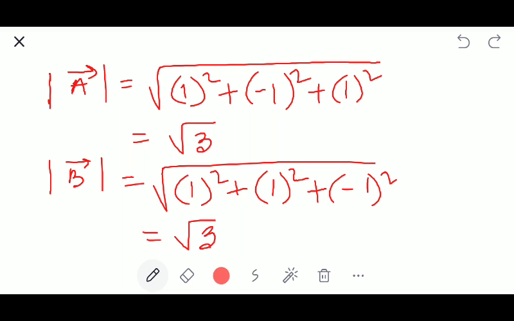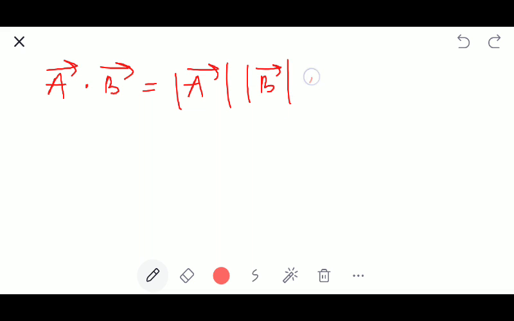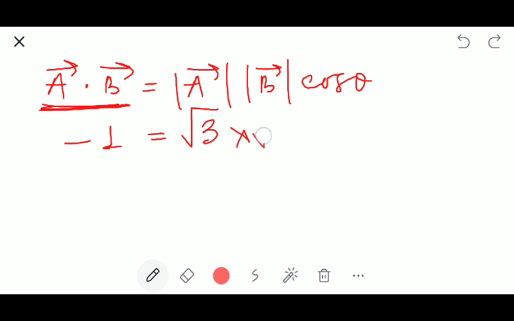I have to put all of the values in the formula. The formula is A vector dot B vector equals mod of A multiplied by mod of B cos theta. What's the value of A vector dot B vector? That equals minus 1, as we derived initially. What's the value of mod of A vector? Under root of 3. What's the value of mod of B vector? That is also under root of 3, times cos theta, right?